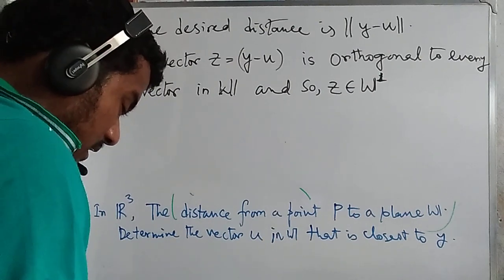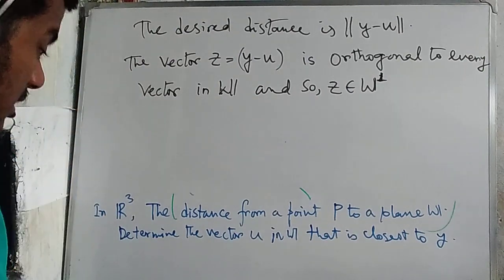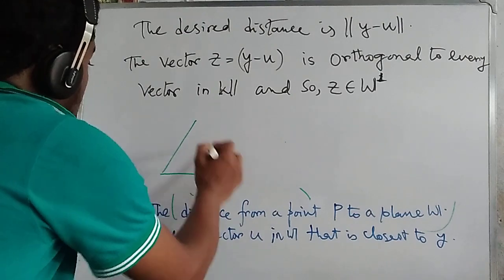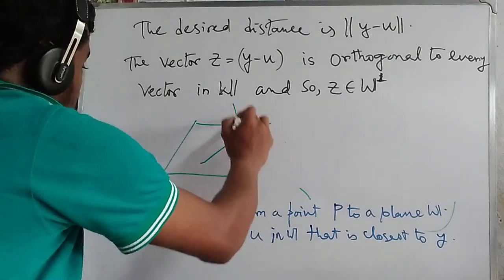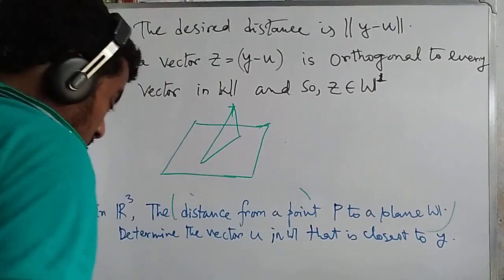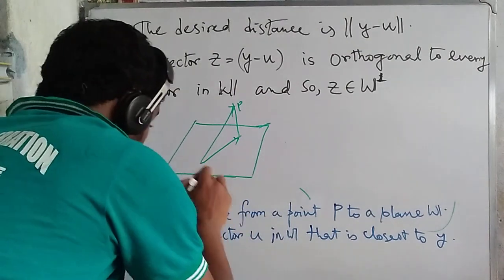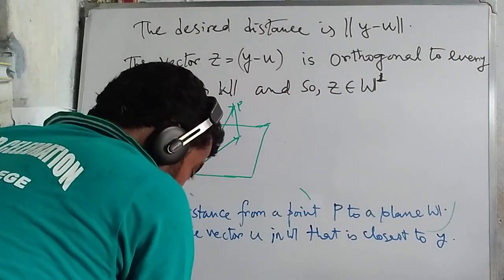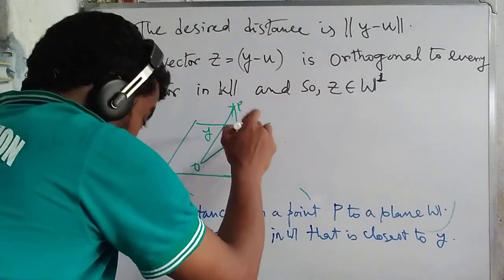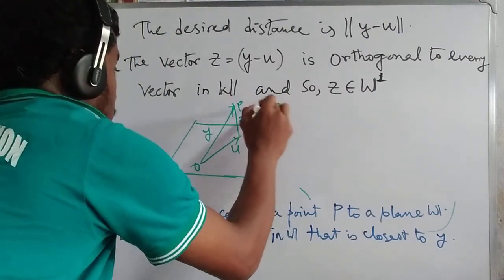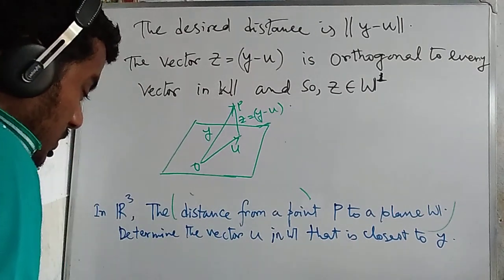Now we draw one figure and write it. Here P, here 0, here U, here Y. Then z equals y minus u. Understood? This one is not a problem at all. We can do it easily.